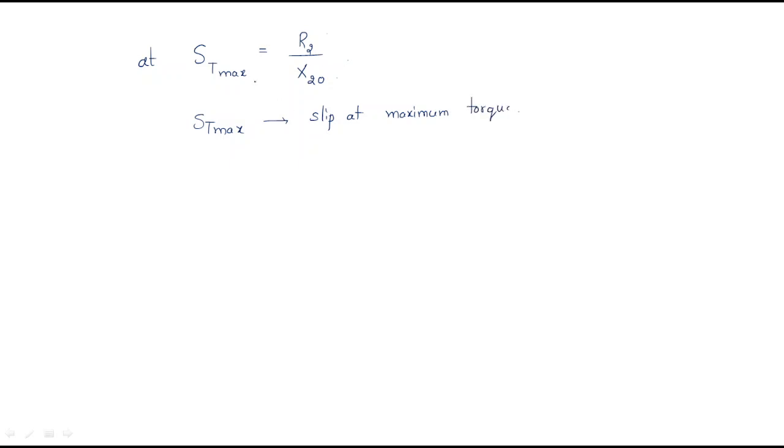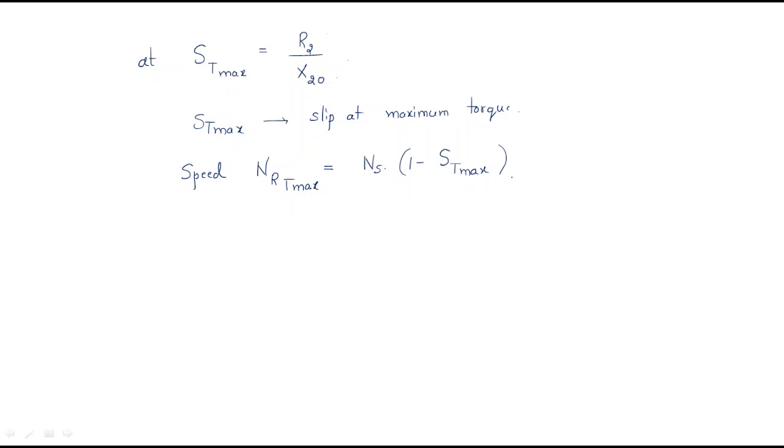Okay. So by using this slip at maximum torque, we can find out the speed. The induction motor speed, the rotor speed at maximum torque, equals the synchronous speed into 1 minus the slip at maximum torque. So just replacing the slip with the slip at maximum torque, we will get the speed at maximum torque simply.